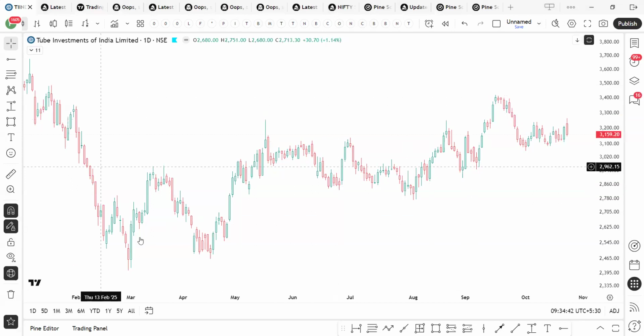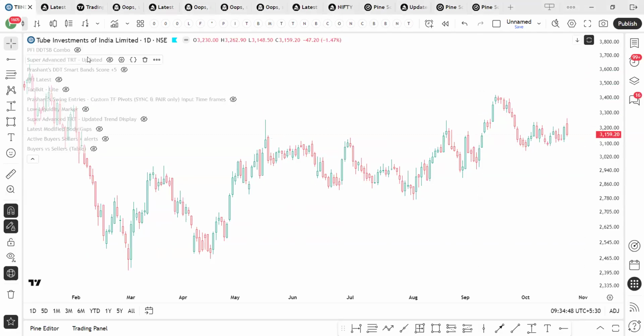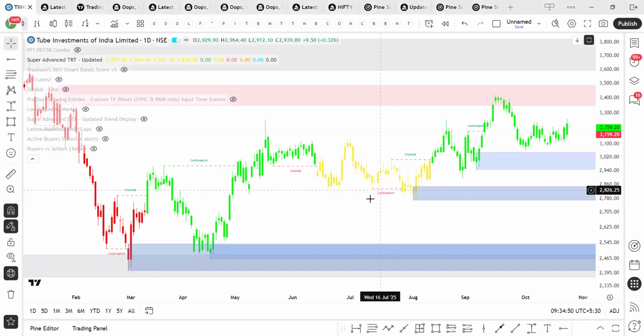So what do we see? There was a downtrend. It went up, consolidated sideways. So we are likely to see a green color on TRT. Yes. So it created a green color here, went down, gave a nice retracement entry, went up, completed first target.